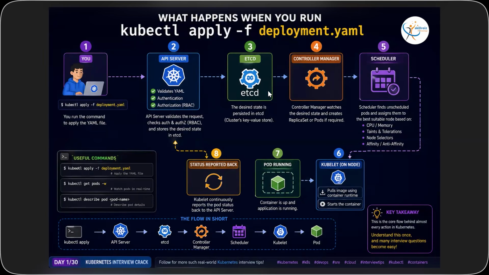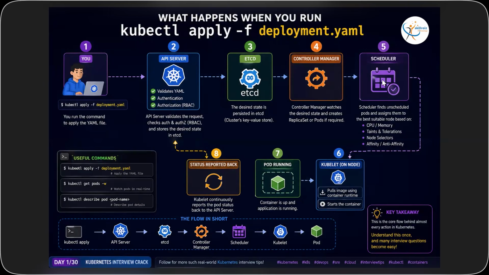Then it will store the desired state in etcd. Etcd is the database of the cluster. It will store the entire cluster information. Once it is done, the controller manager watches the desired state and creates the replica set or pods, the required resources.